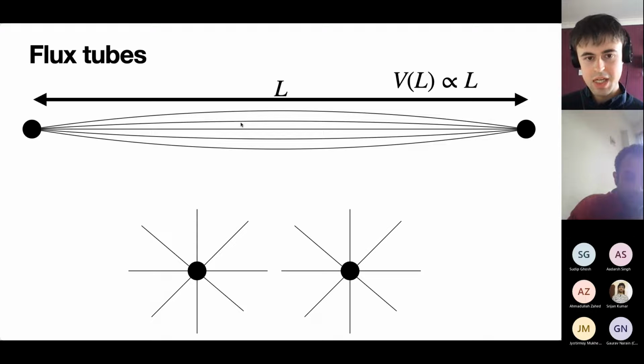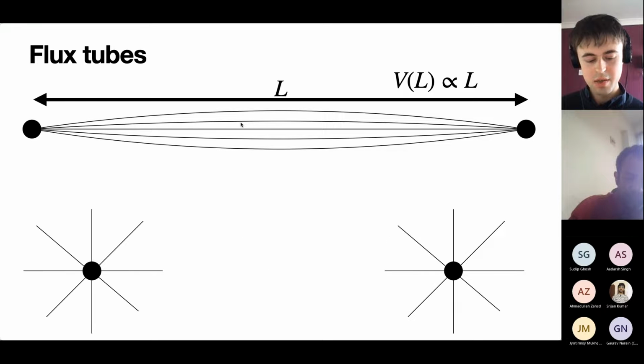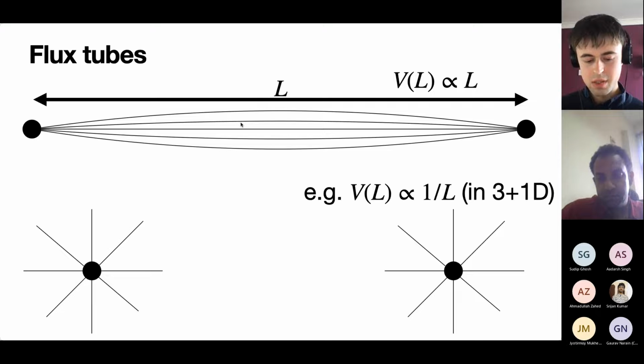In contrast, in a deconfining phase, they don't have this concentration of flux, and the potential drops off as you separate them, and you can treat them as if they're independent particles. So, for example, in the Coulomb, you get a 1/L drop off if it's in 4 dimensions.